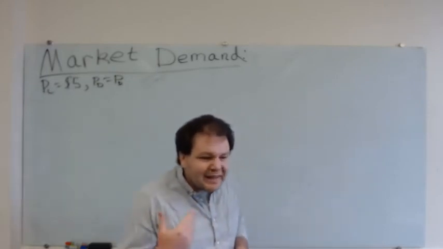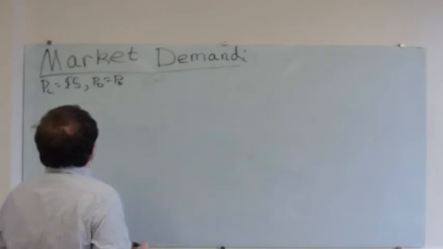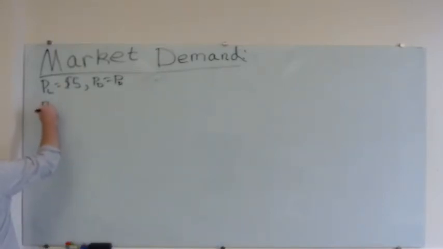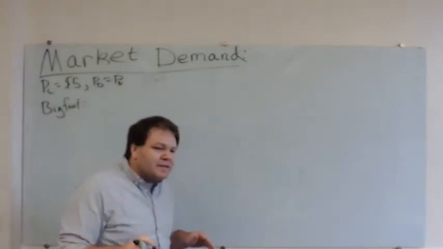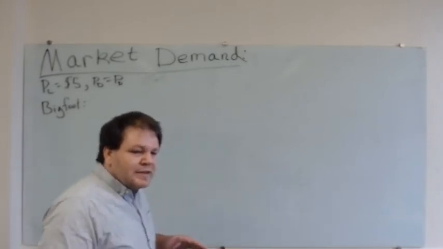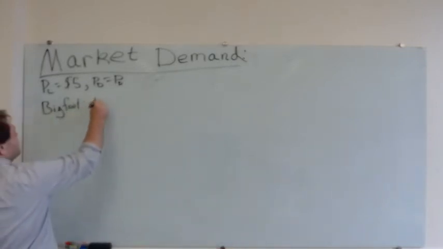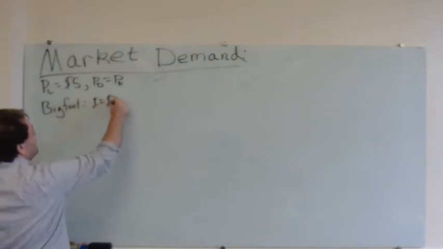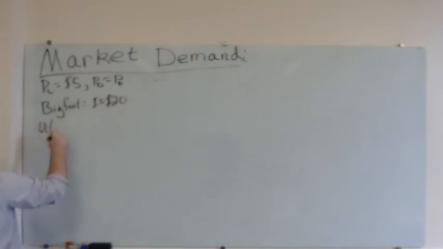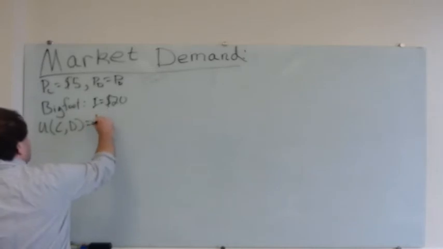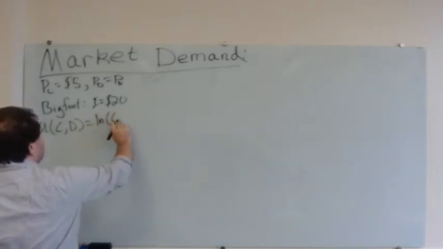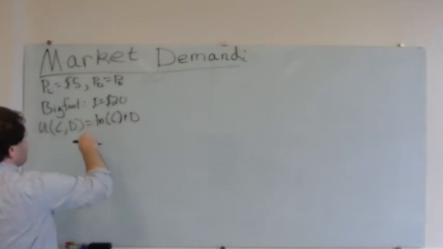And let's say for Bigfoot, her preferences are going to be given by, let's say, Bigfoot's going to have quasi-linear preferences. So let's say she's got an income of 20 bucks, and her preferences are going to be, let's say, ln of C plus D, right? So she's going to have quasi-linear preferences.